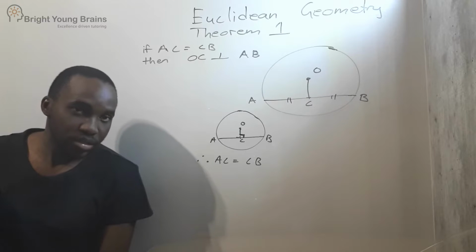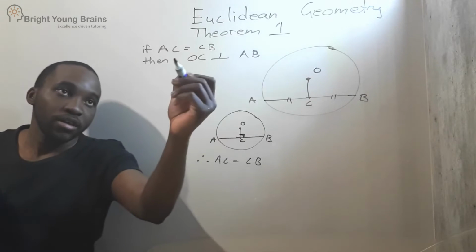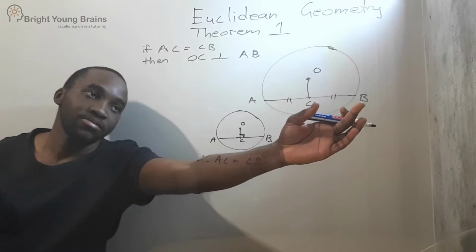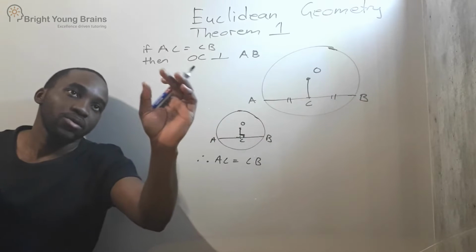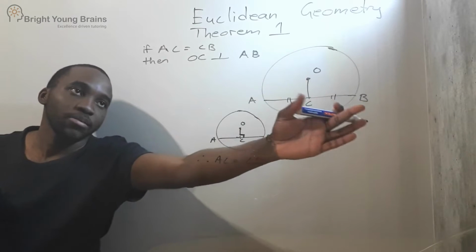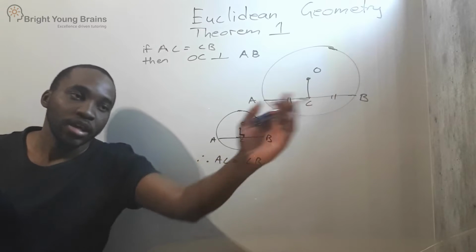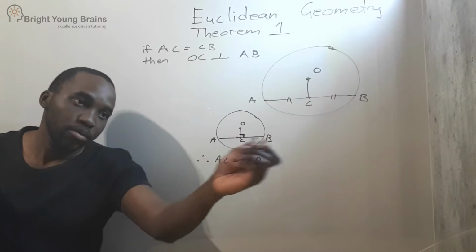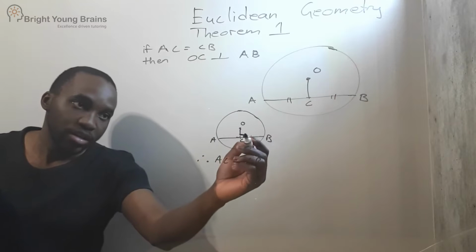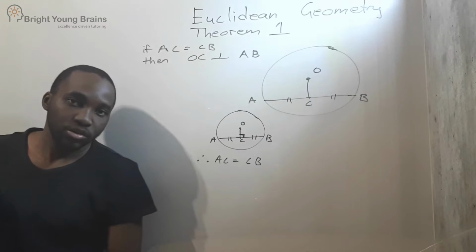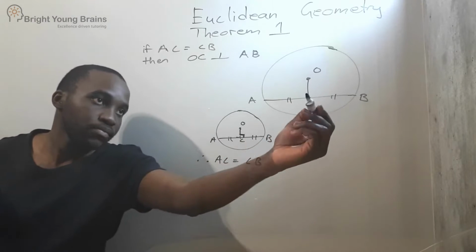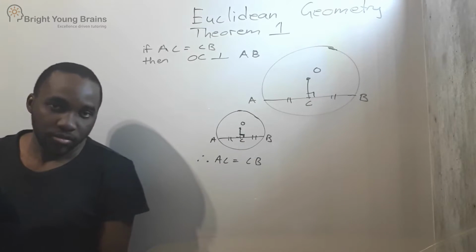equal to BC. So from the top, if AC is equal to BC or CB, we know that OC will automatically be perpendicular to AB. If you were given that OC is perpendicular to AB, then automatically it means that these two lines are equal to each other. And then for this sketch, it will mean that that's a 90-degree angle there.